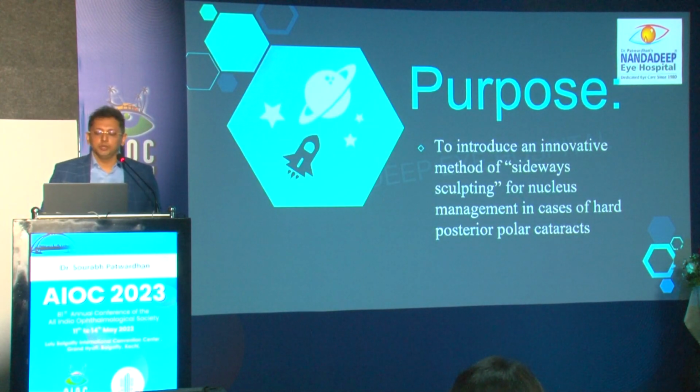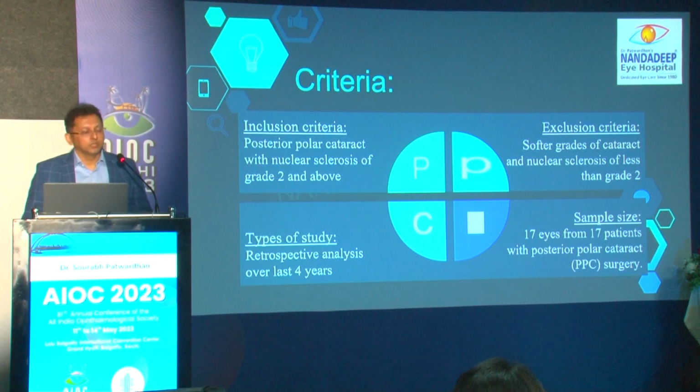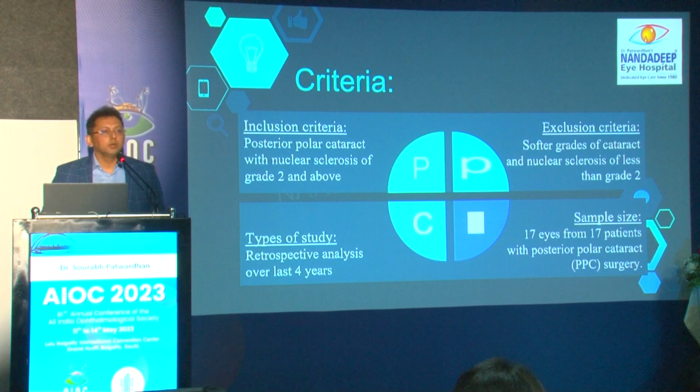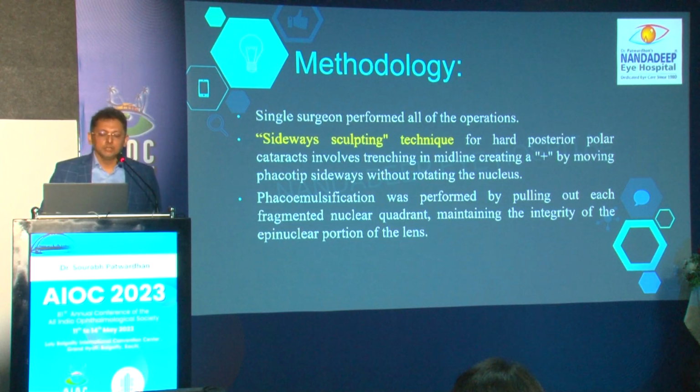Now, the purpose is to introduce an innovative method of sideways sculpting for nucleus management in cases of hard posterior polar cataract. We included posterior polar cataract with nucleus grade 2 and above. We excluded the softer grades of cataract, less than grade 2. The study was a retrospective analysis over the last 4 years. The sample size was 17 eyes from 17 patients who underwent cataract surgery with PPC. A single surgeon performed all the operations and the sideways sculpting method was used.